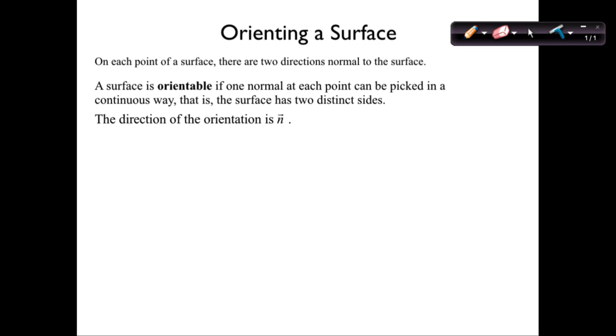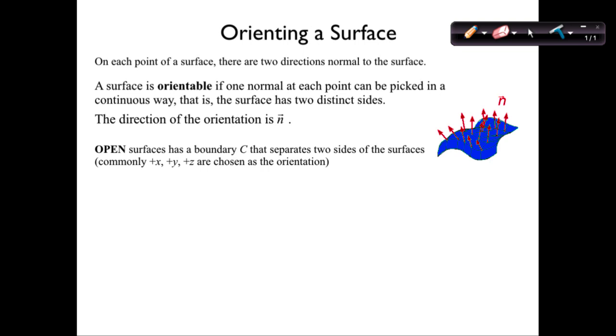So let's just see what I'm talking about here. Like this one. So you think of this surface. What this is showing is that n is generally the up direction. That's the orientation of this surface. You could pick it to be generally the down direction, but you just have to pick one and then be consistent when you're working with it.